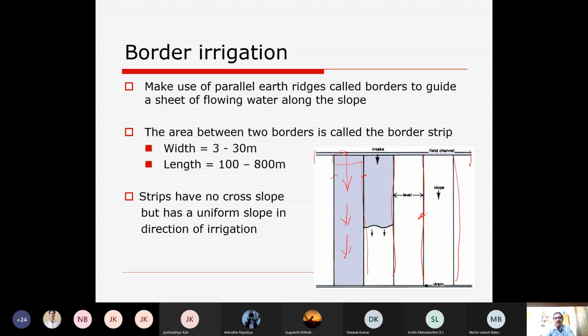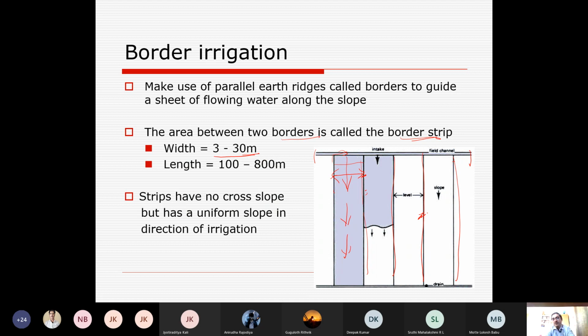In the standard or general condition, the area between two borders or two ridges is called the border strip. And what is the width of these border strips? It varies from 3 to 30 meters. Again, it's a matter of which soil we are talking about.